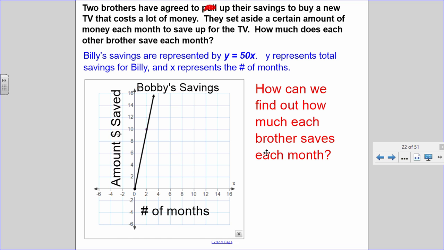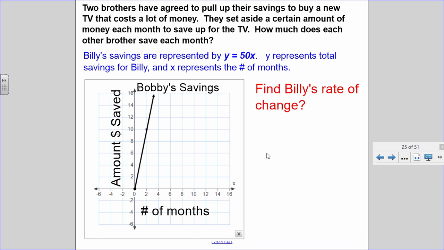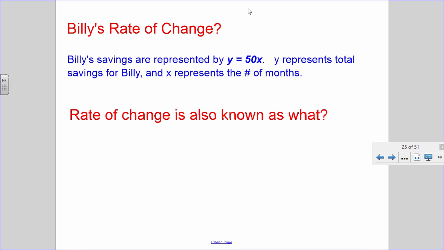How can we find out how much each brother saves each month? Find the rate of change. That's the same thing as finding the slope. And I'd say if we work with Billy's, that'll be easier. So let's just isolate Billy's rate of change, and here's what was given to us.